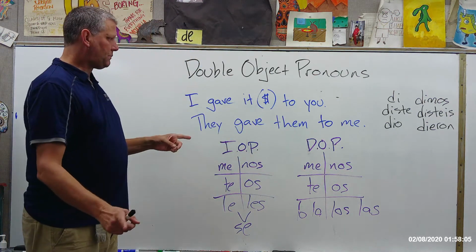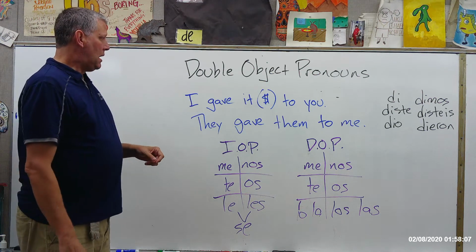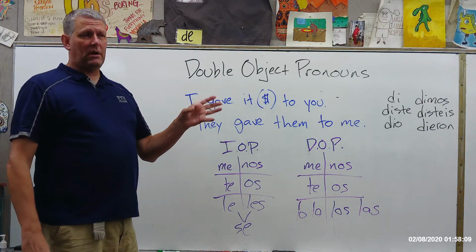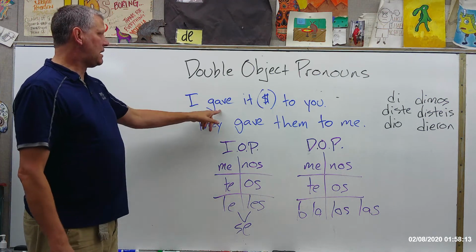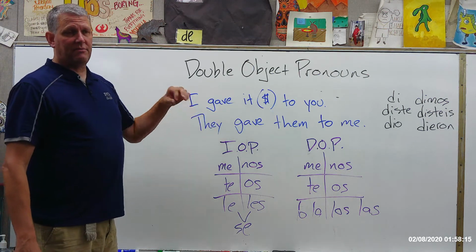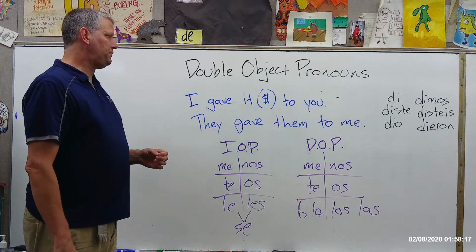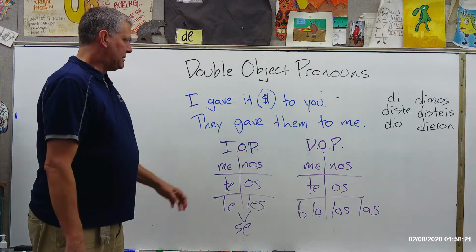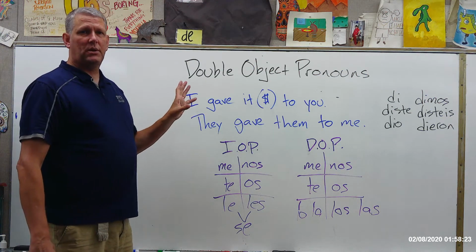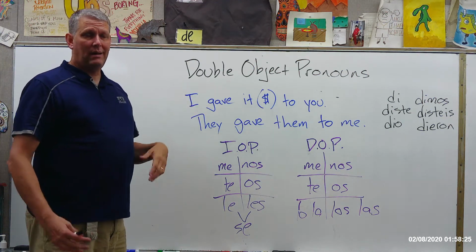Now, if you remember in the other videos, the first thing you have to do to figure out if you have object pronouns in your sentence is to find the verb. In this case, I'm using the verb gave. Gave is a very, very simple verb to use. In fact, I even conjugated it out here for you in Spanish. But it's one of the few verbs that you can actually use double object pronouns with and sound normal.